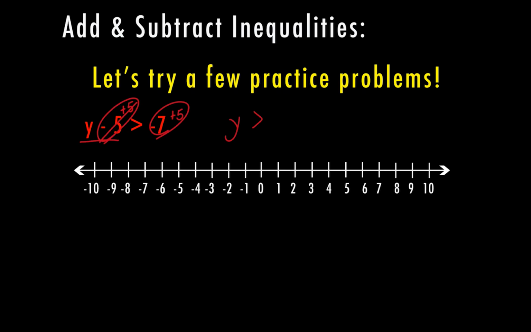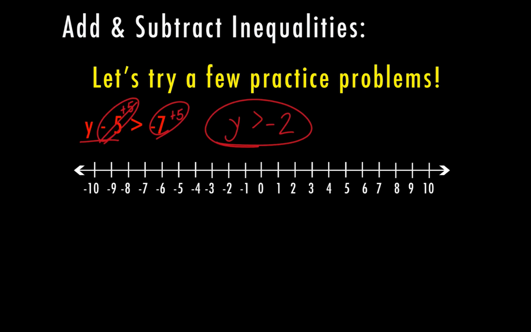So once again, my negative number is the greater number. So the difference between 7 and 5 is 2. And my negative is with the bigger number. So I'm going to end up with a negative 2. So y is greater than negative 2.